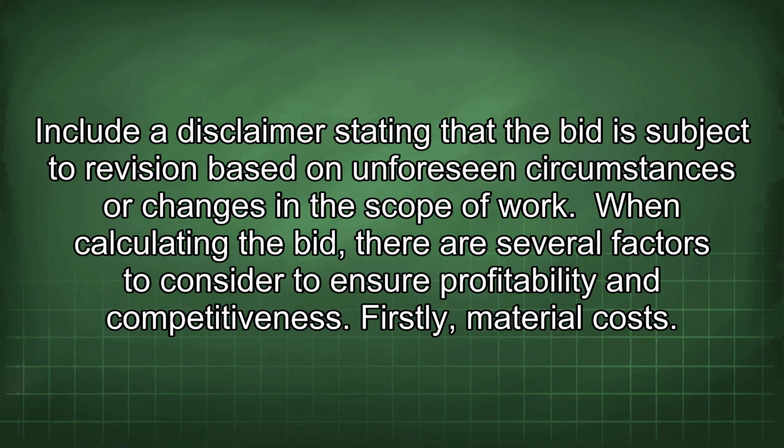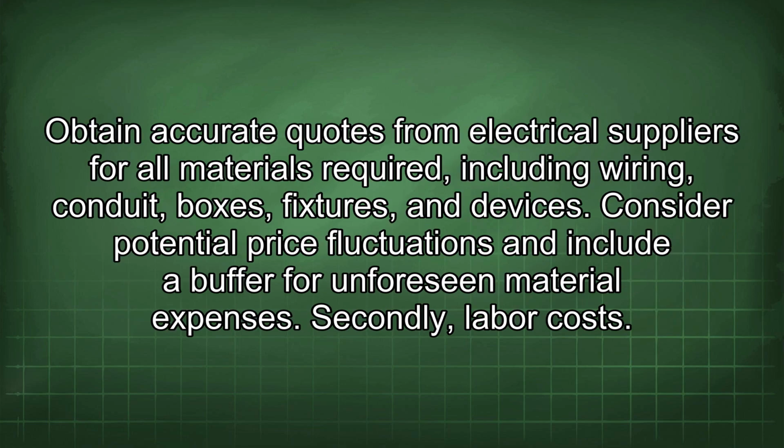When calculating the bid, there are several factors to consider to ensure profitability and competitiveness. Firstly, material costs. Obtain accurate quotes from electrical suppliers for all materials required, including wiring, conduit, boxes, fixtures, and devices. Consider potential price fluctuations and include a buffer for unforeseen material expenses.